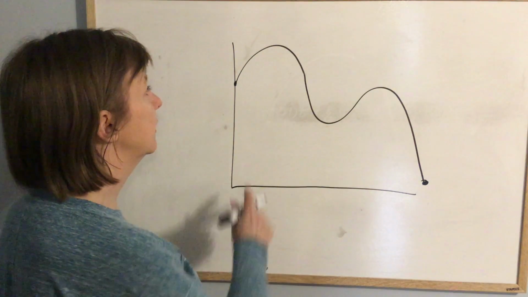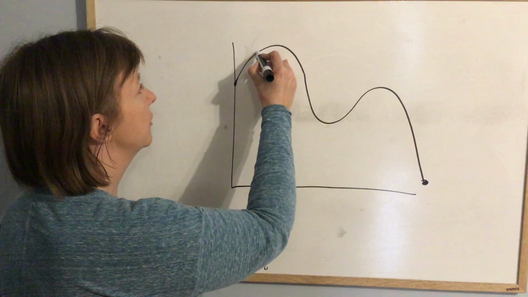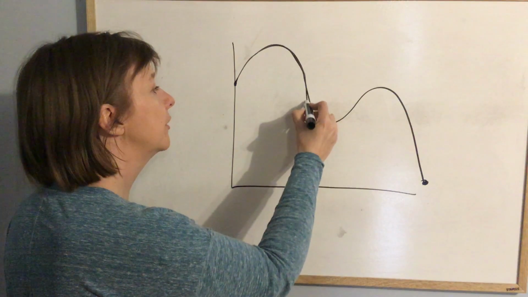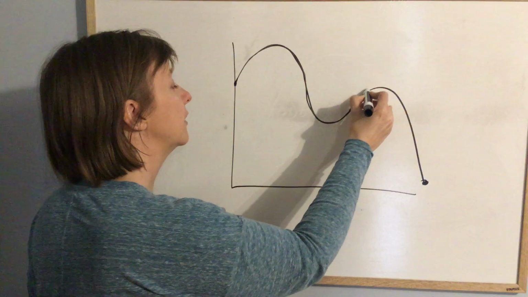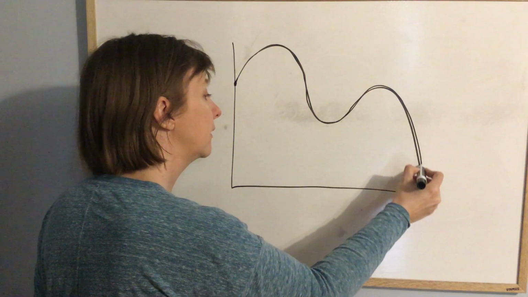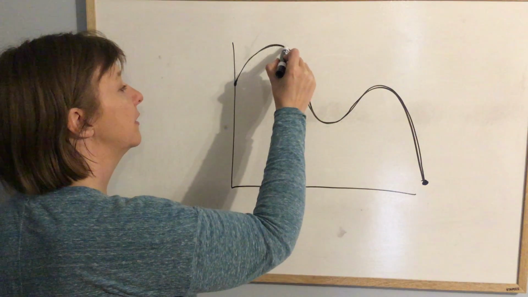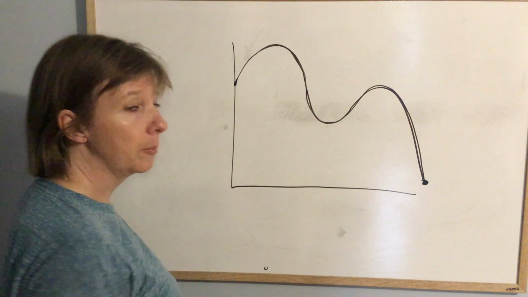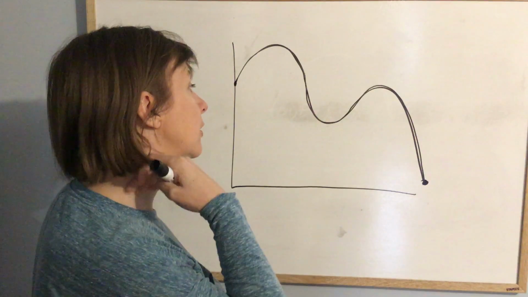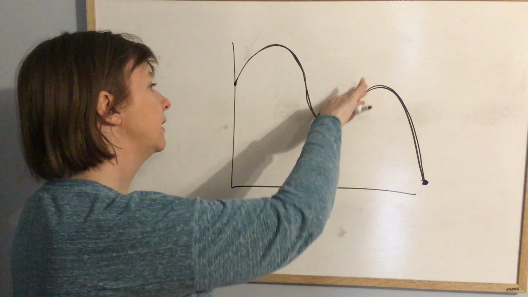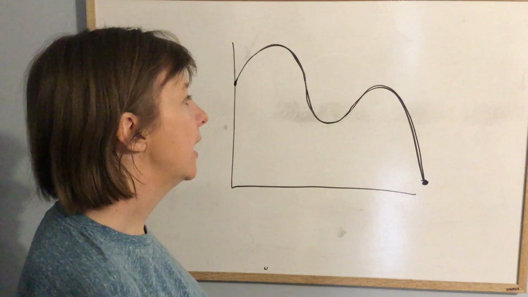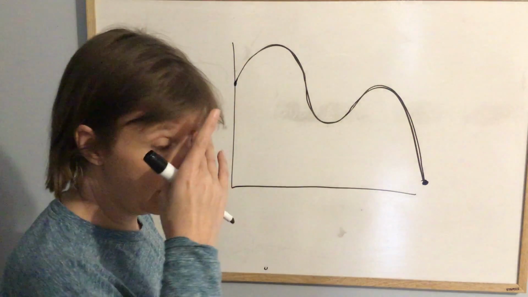So right now the graph is increasing, then it switches to decreasing, then it switches back to increasing, then it goes back to decreasing again. Where it switches from increasing to decreasing, we end up at the top of a hill. And where it goes from decreasing to increasing, we have what I would call a valley.